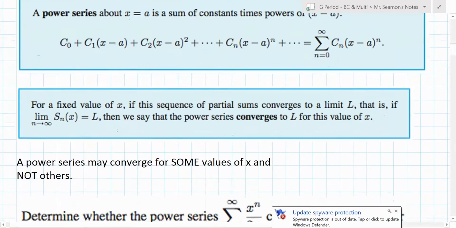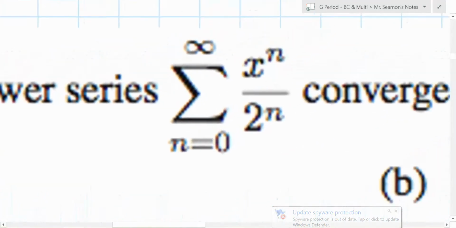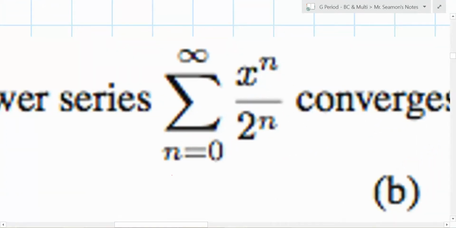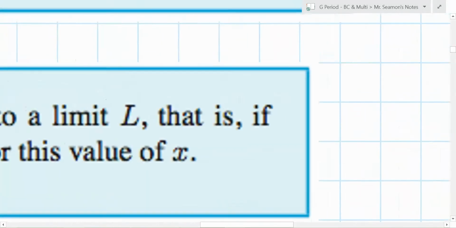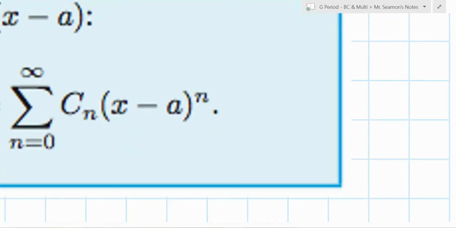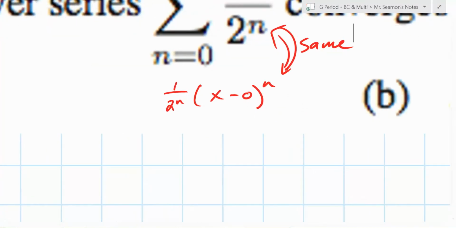So what we're going to do is take a look at this one right here. This is a power series. Why is this a power series? Because I'm going to break this apart into 1 over 2 to the n, times (x minus 0) to the n. This and this are the same. Do you agree? So does that fit the formula that's right here? It does fit it. It's something with n times x. It's said to be centered around 0.